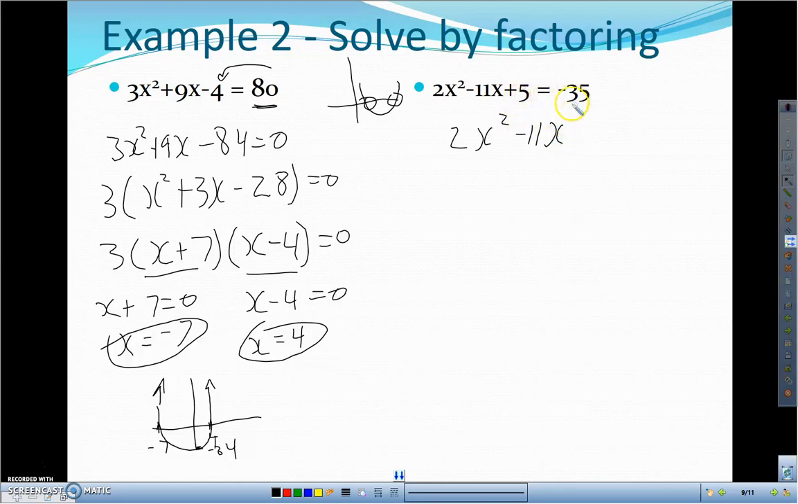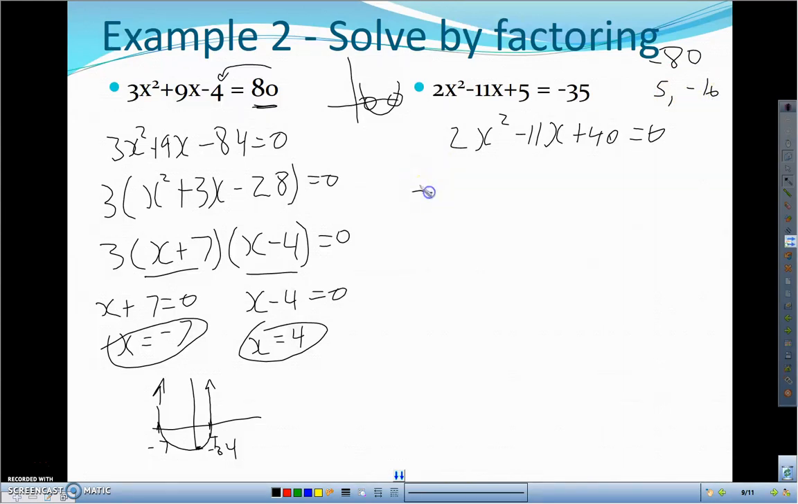5 plus 35 when it comes over to the other side turns into plus 40. Again, I've used the exact same equation from the review slides. We factor this. There's no common factor here, so we go 2 times 40, which is 80. We're looking for two numbers that multiply to 80, technically minus 80, and add to 11, and those numbers were 5 and minus 16.